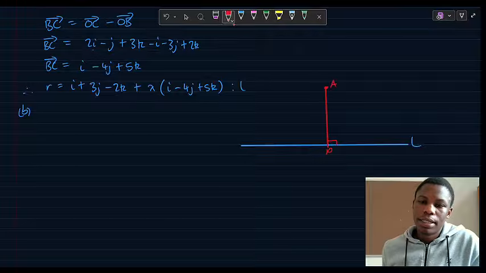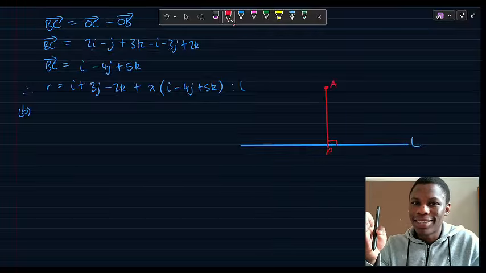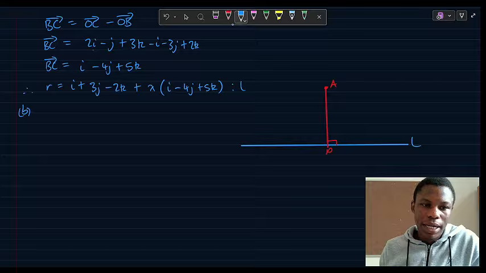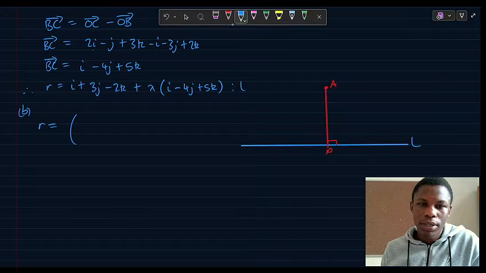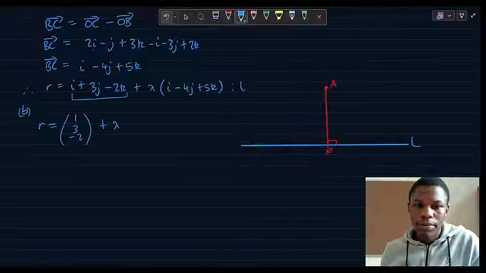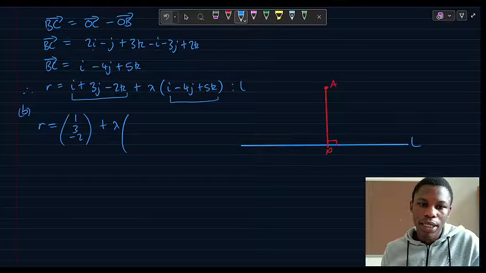So how we want to do this is, because we know that P lies on the line L, we can get the general coordinates for P from the equation of line L. If I write line L in component form, maybe let's change it to column vector form before we go to component form. So I'm going to rewrite this as a column vector, so 1, 3, negative 2, plus lambda, I'll write this as a column vector, that's 1, negative 4, 5.